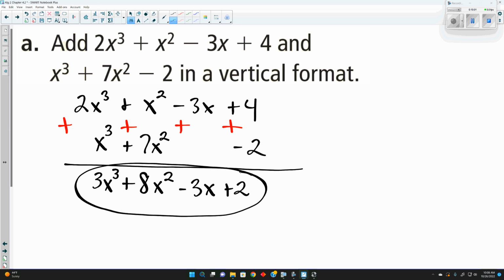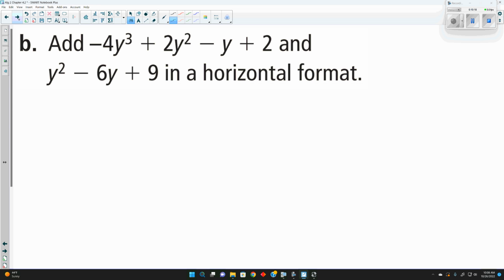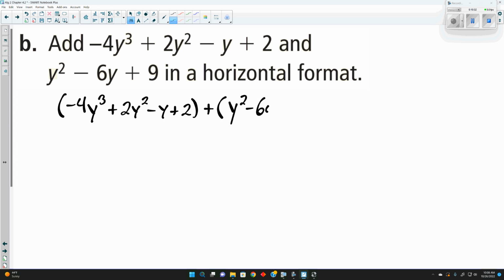Any questions on any of this here so far? Ready for the next one? And again, we can add horizontally. Negative 4y cubed plus 2y squared minus y plus 2 plus y squared minus 6y plus 9.